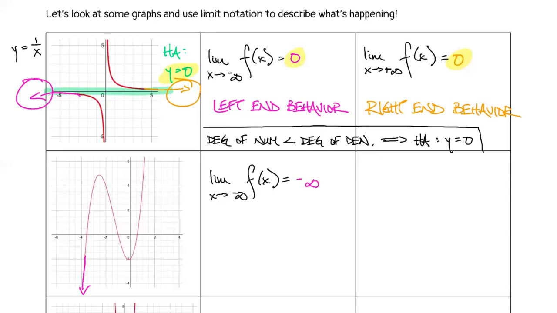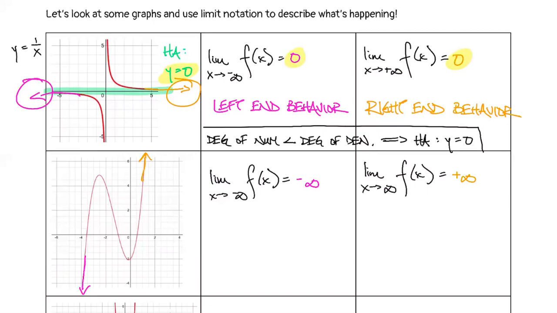Now, maybe in pre-calc, you talked about it in terms of up or down, right? And so we're just graduating a little bit here and saying negative infinity instead of down, okay? What about the limit as x approaches infinity? Or in other words, the right end behavior. What is the right end behavior here? Yeah, exactly. Positive infinity. Good, good, good.